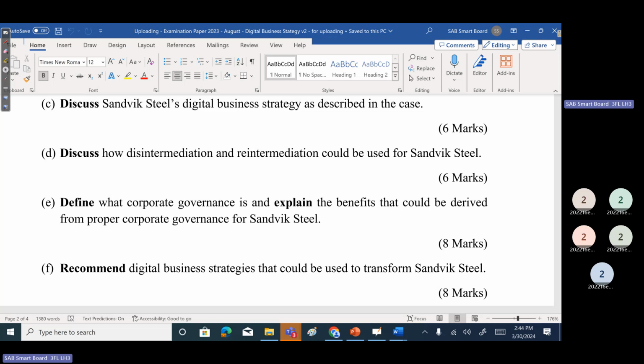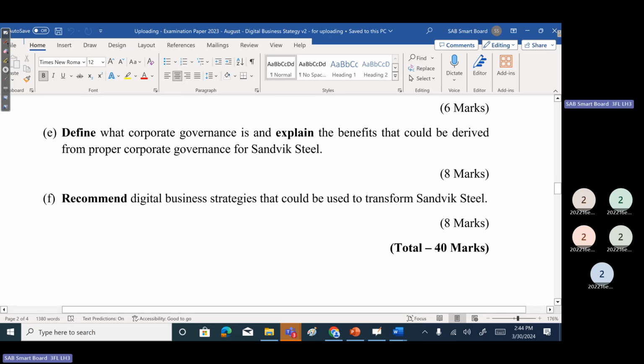Define what is corporate governance. Did we discuss what corporate governance is? Yes. And what are the benefits for Sandwich Steel? Recommend digital business strategies that could be used to transform Sandwich Steel. Yes, we discussed throughout the series of sessions what digital business strategies we could use. 40 marks.